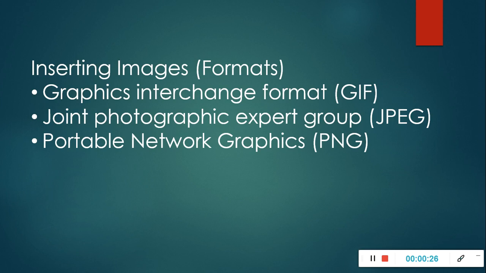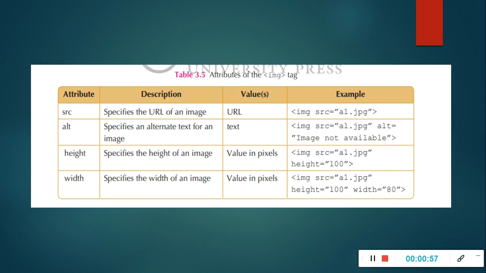See, some formats are given in your textbook. The first one is Graphics Interchange Format, that is GIF. The second one is Joint Photographic Experts Group, that is JPEG. And the third one is Portable Network Graphics, that is PNG. These are the extensions of your images. I will show you now.